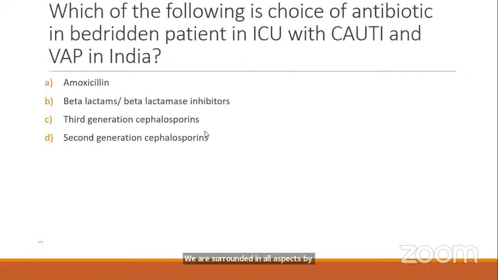Okay. Which of the following is the choice of antibiotic in a bedridden patient in ICU with CAUTI, that is catheter associated UTI, and VAP, that is ventilator associated pneumonia, in India? No, it is not third generation cephalosporin, because most of the time in these patients with CAUTI and VAP we will find beta lactamase producers. So we have to give a combination of beta lactam along with beta lactamase inhibitor in order to prevent such infection. So the best possible answer is beta lactam with BL BLI combination. Okay, BL BLI combinations.